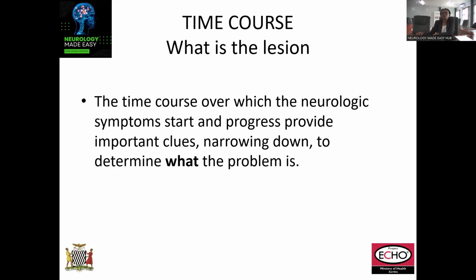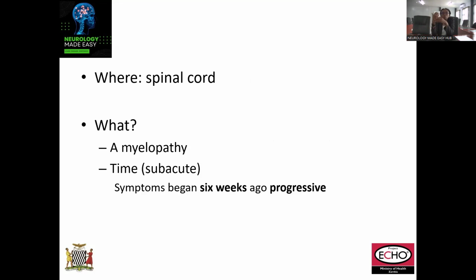So I already talked about what the what does for us. So basically, the timing is what will help us in determining the what. So thinking about our case, we already have established that this is in the spinal cord because it's both lower limbs that are weak. And we are hearing that he's got bowel and bladder symptoms. So we know it's in the spinal cord, and a lesion in the spinal cord is termed a myelopathy.